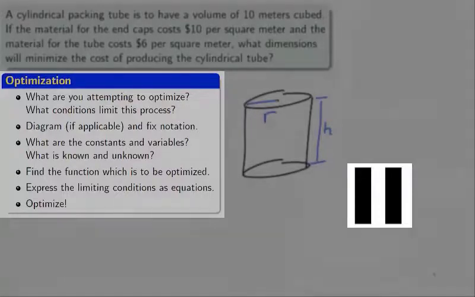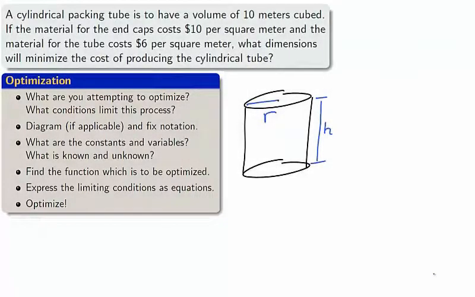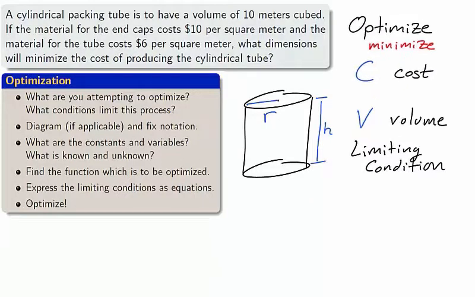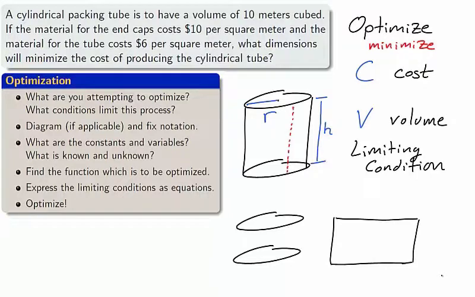As we are working with the cylinder, we have the dimensions r and h, the radius and height respectively, of the cylinder. We are attempting to minimize the cost of the cylinder, but we are limited by the fixed volume of 10 meters cubed. The cost of the tube is determined by the material used on the end caps, which are the circles on top and bottom of the cylinder, and the body of the tube, which can be represented by a rectangle. Just imagine cutting the body of the tube height-wise and laying it out flat.